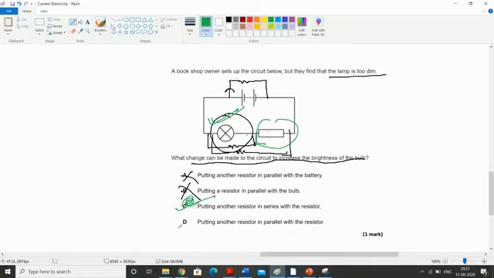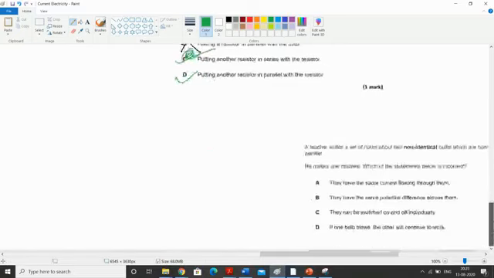Not in series, the answer is D, parallel. It should be in parallel. Because if you put it in parallel, the equivalent resistance across the resistor will decrease, and if the equivalent resistance decreases, the voltage decreases, because the bulb and this combination are in series. So if the voltage decreases, the voltage across the bulb will automatically increase. That's why D is the answer.